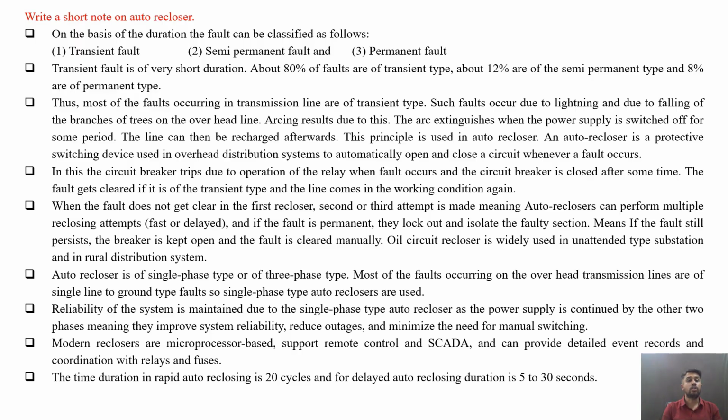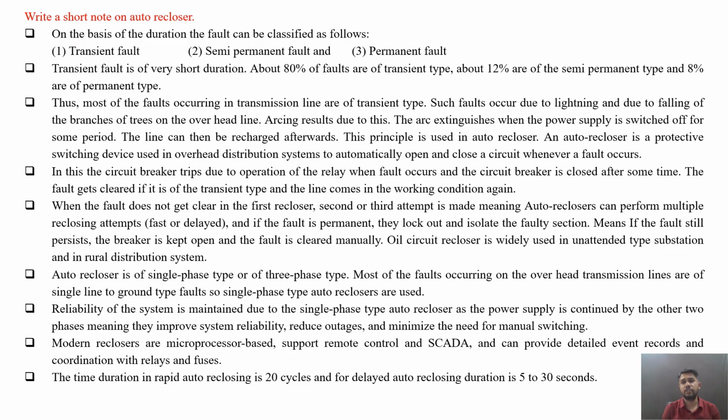Write a short note on auto reclosure. So on the basis of the duration of the fault, it can be classified like transient fault, semi-permanent fault and permanent fault. So transient fault is of very short duration and nearly 80% of the faults occurring in the power system are of the transient type. About 12% of the faults are semi-permanent type and nearly 7 to 8% faults are of permanent faults. Thus, most of the faults occurring in the transmission line are of the transient type.